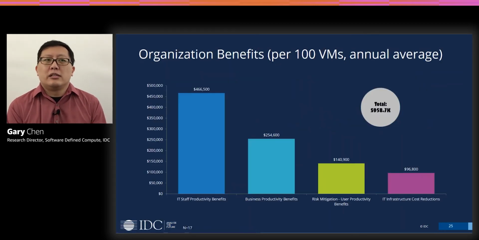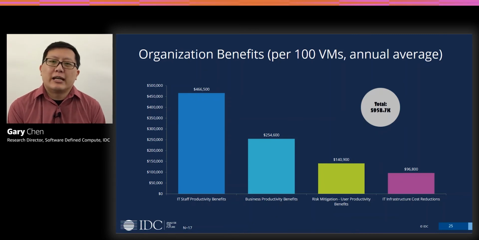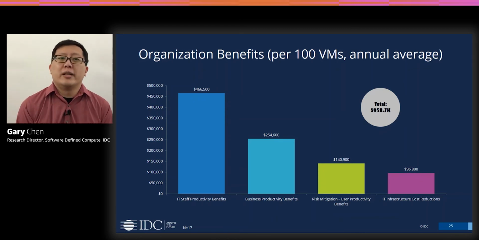So overall, the top level organizational benefits that we found from customers using VMware Cloud on AWS, and this is shown on an annual average per 100 VMs, so you can take these numbers and size them for your own footprint. And what we found, there was almost $1 million of benefit realized per 100 VMs across 4 major areas.